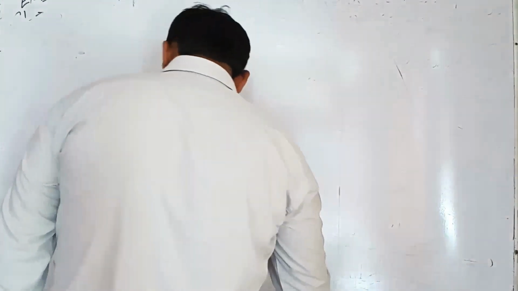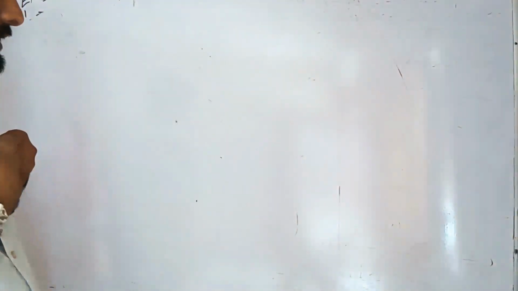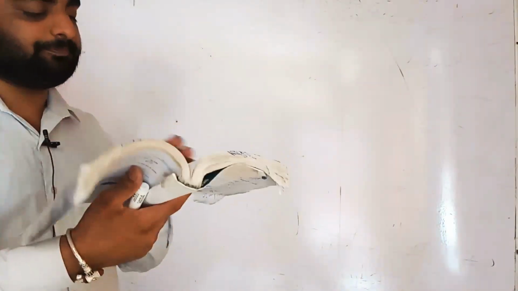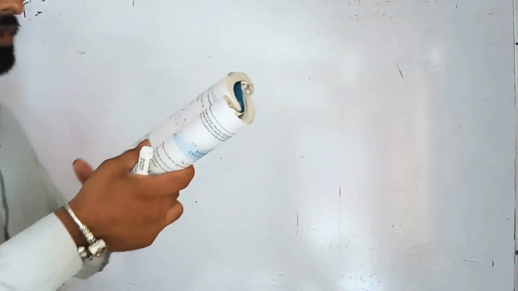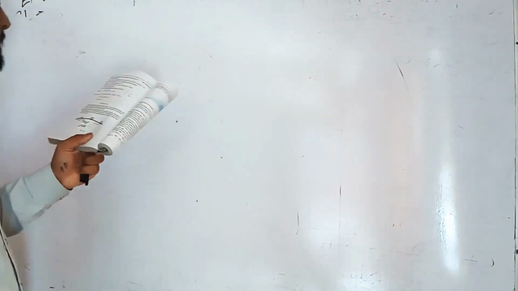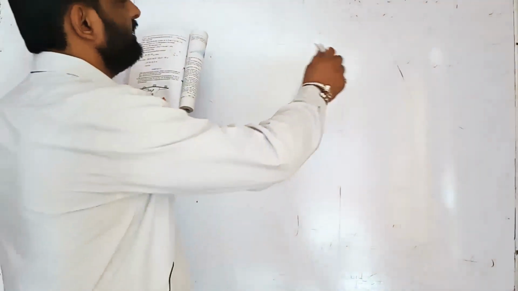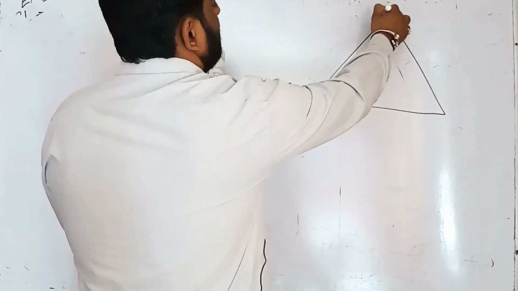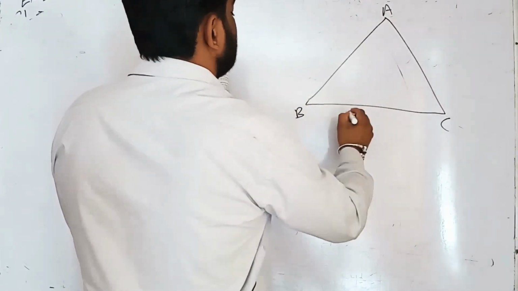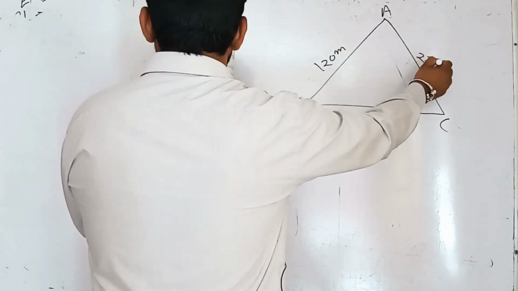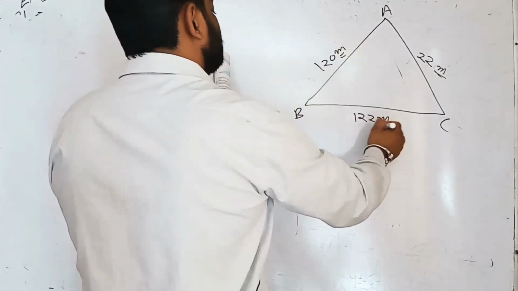What is question number two, students? The question is: a triangular side wall of a flyover has been used for advertisements. The sides of the wall are 122 meter, 22 meter and 120 meter. So a triangle is there, with three sides 122 meter, 120 meter and 22 meter. So the three sides of the triangle are given.